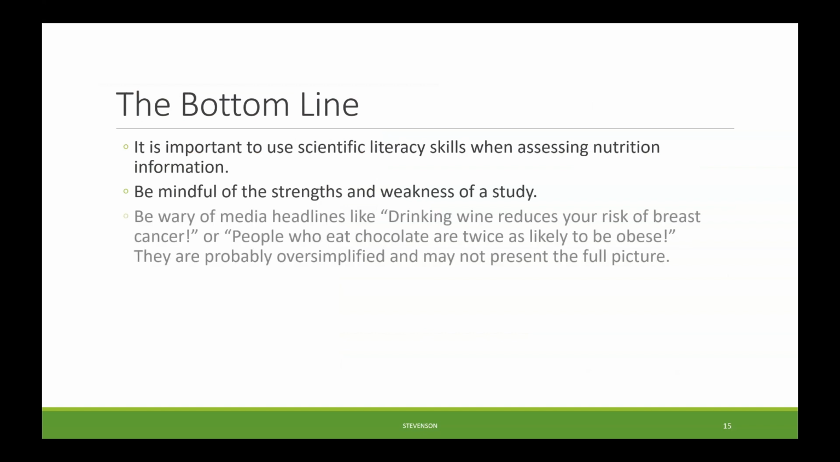And then lastly, be wary of headlines that you see in the media that say things like drinking wine reduces your risk of breast cancer or people who eat chocolate are twice as likely to be obese, because these are almost certainly an oversimplification of what actually happened. It's probably an observational study, and it may not give us the full picture of what's going on behind the scenes of that piece of research.